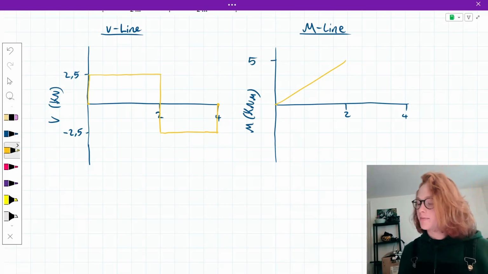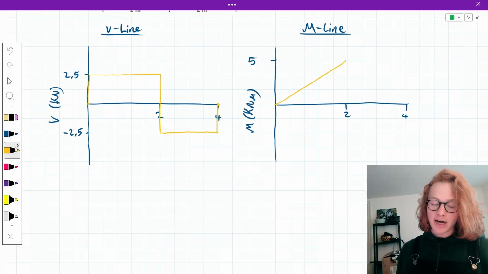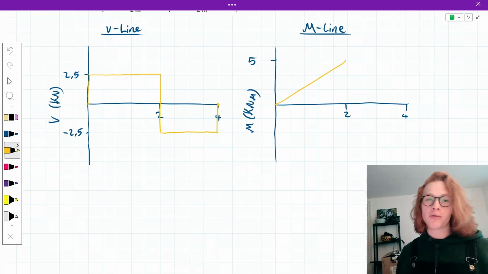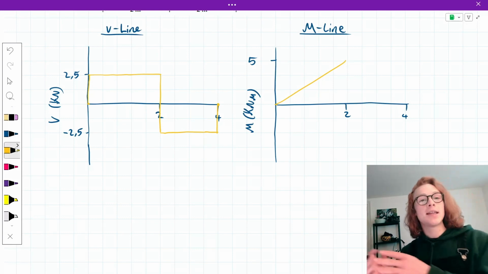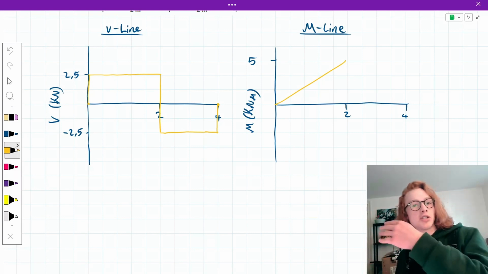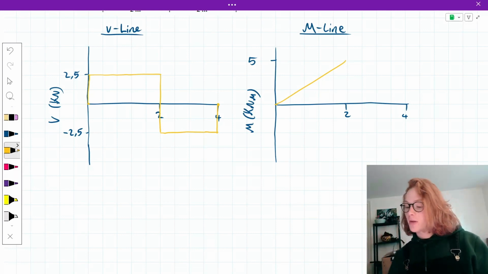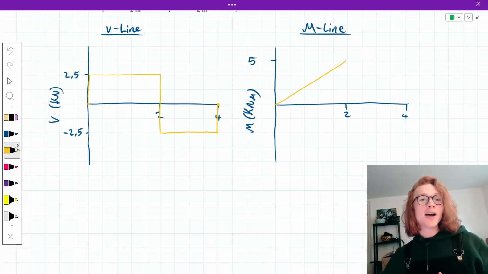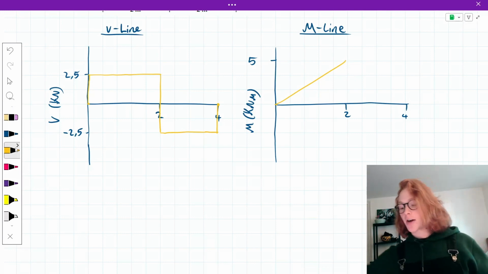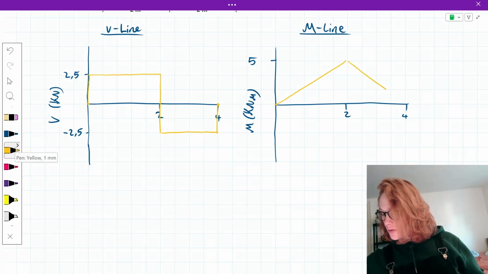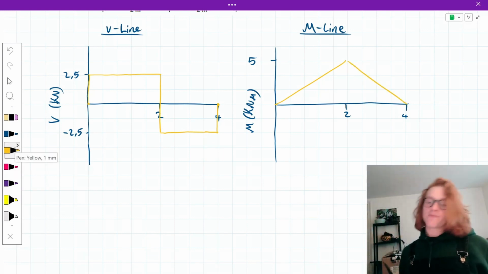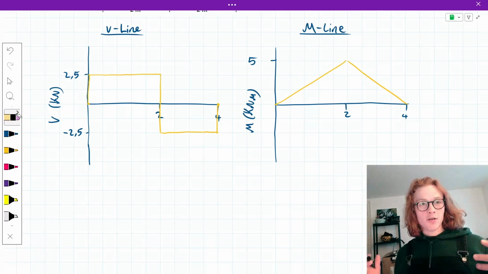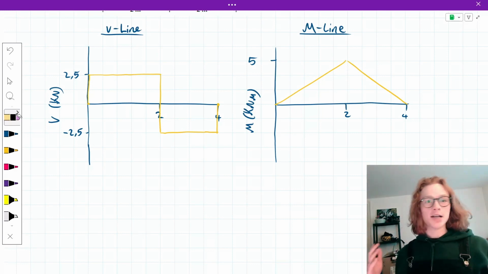What about the other side? Well, it's the same. Our gradient is now negative 2.5, which means that for every meter in the x direction, the y direction decreases by 2.5. We're moving 2 meters in the x direction, which means that we're going to go down by 5 in the y direction. So it's going to look like that. Working out the V line and the M line using the graphical method really is that simple.